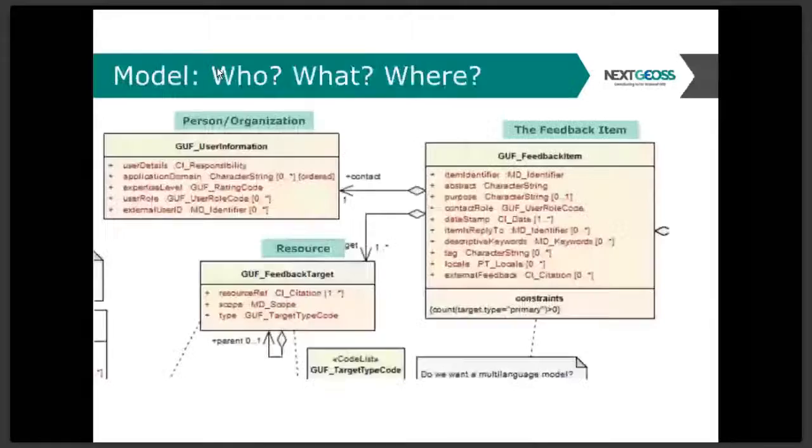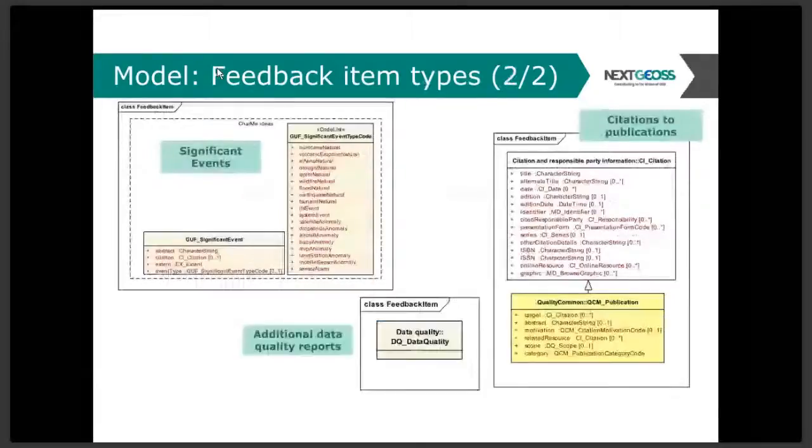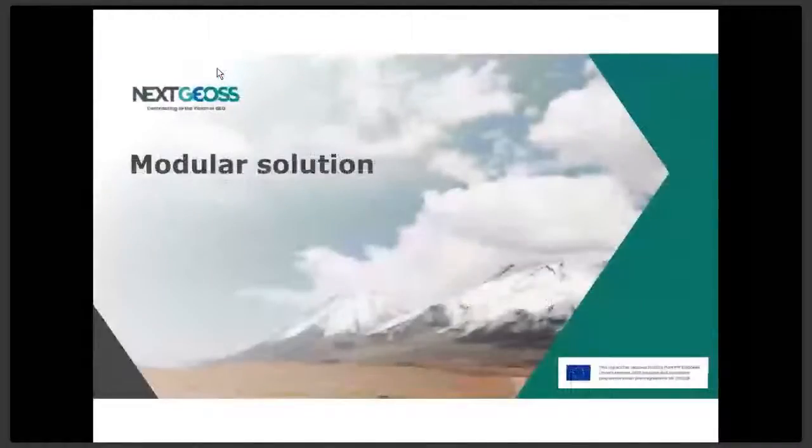Well, this standard contains some boxes describing the different elements and the different attributes of these. That is definitely too much detail to explain to you, but it is connected with ratings, comments, usage reports, significant events, additional quality reports, citations of publications, and all this stuff that I keep mentioning. What we are doing here in NextGEOSS is to implement that in practice.